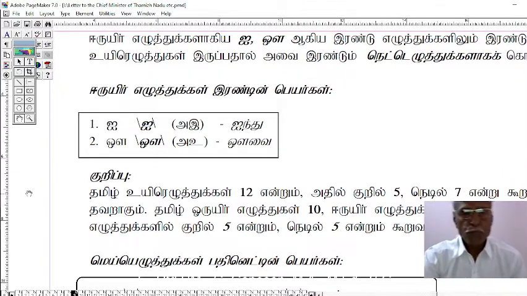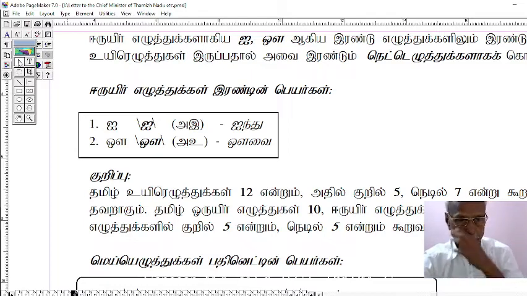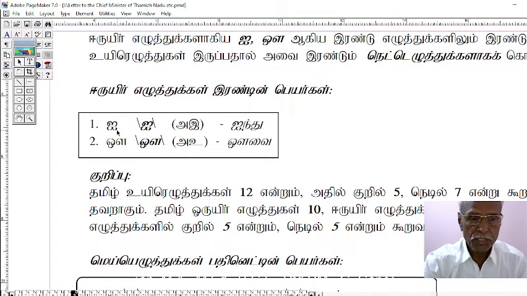Let us see the two diphthongs used in Tamil. The name of the first diphthong is I, Aindu. Second diphthong is Av, Avvai.